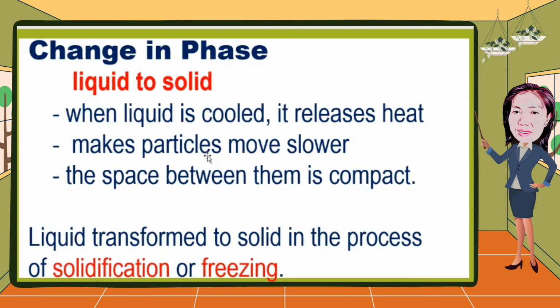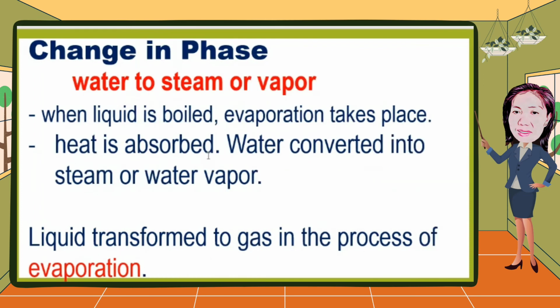So from a greater distance of particles, it becomes a lesser distance. They become compact. So when it is compact, what phase is that? It's solid. And when liquid transforms to solid, this process is what we call solidification or freezing. So when liquid turns into solid phase, this is what we call solidification or freezing.